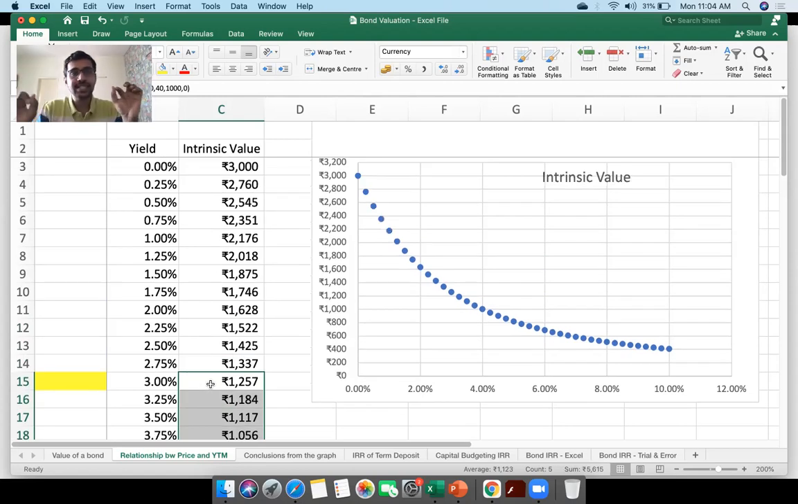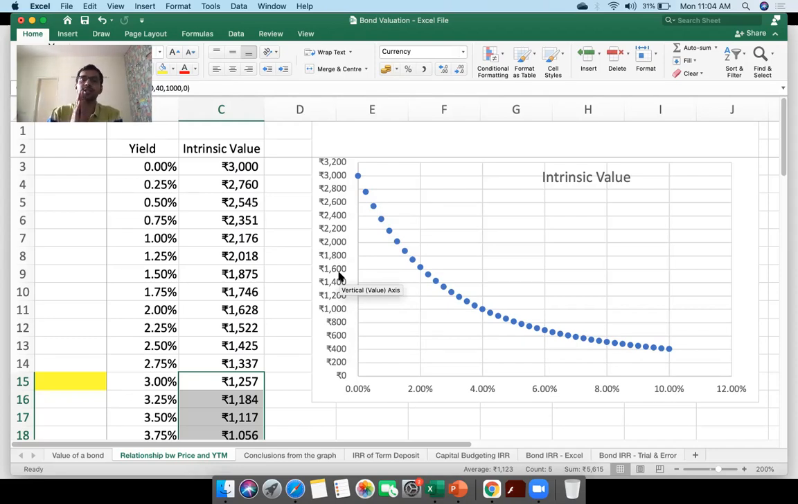So bond prices and yield have an inverse relationship. They have a negative relationship. When yields increase, the bond prices fall. When yields decrease, the bond prices rise. This is the reason you have a downward sloping curve. What it indicates is, as yield increases, as you move further to the right on the x-axis, from 2 to 4 to 6 to 8 to 10%, the bond prices keep falling. That is the reason it has a downward sloping curve.